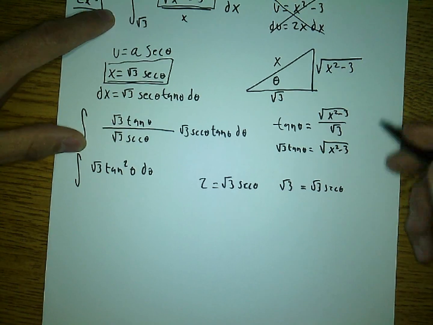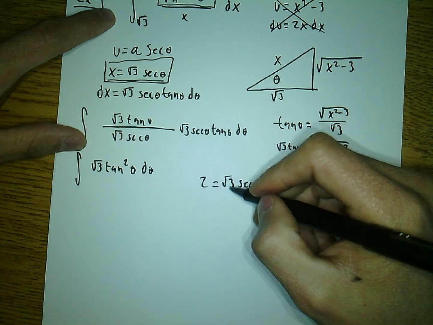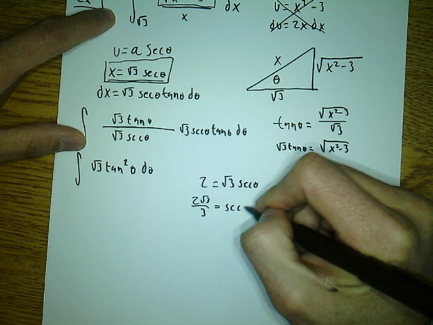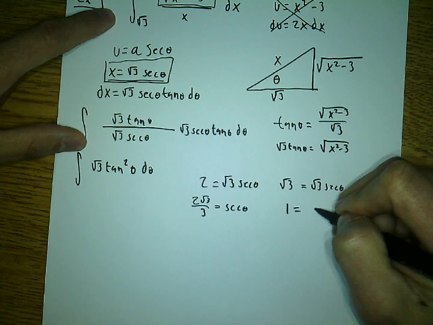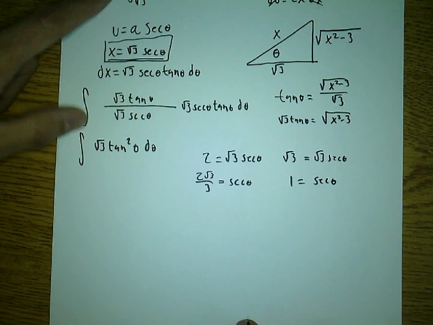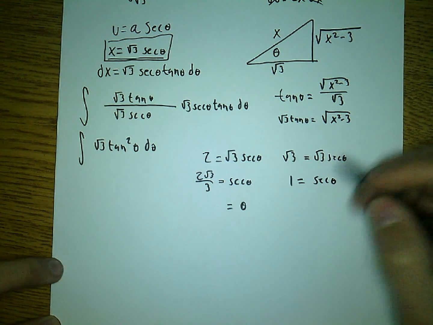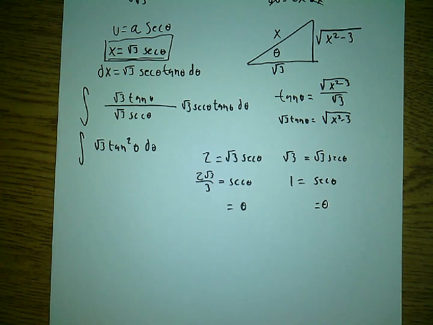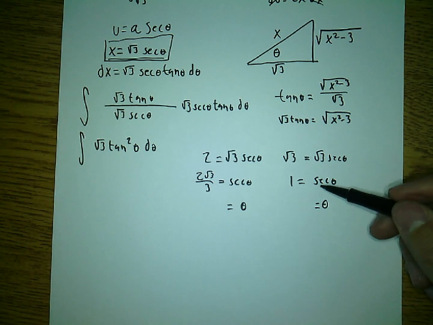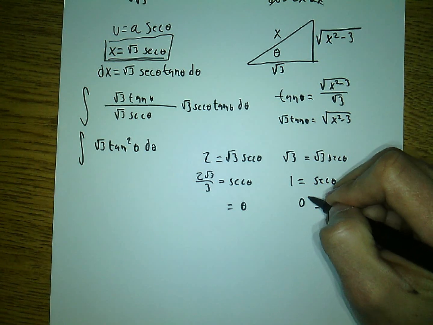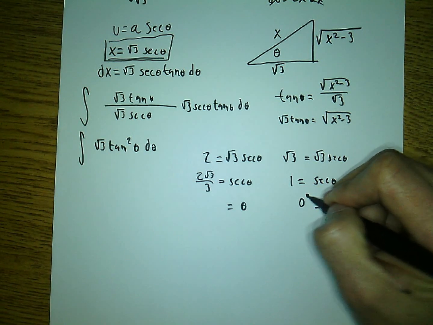Okay, so let's think this through. If I divide both sides by root 3, that gives me 2 root 3 over 3 is equal to secant theta. And then this would give me 1 is equal to secant theta, right? So what angle would this be? And what angle would this be? Let's talk about the easier one. Where's secant equal to 1? Theta equals 0. So I'm going to use 0. Cool. 0 radians.